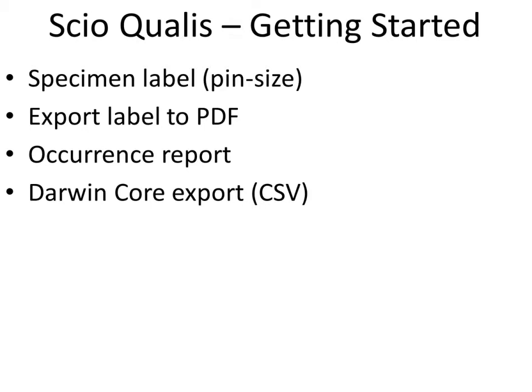In this video, we are going to demonstrate the creation of a specimen label, pin size, exporting that label to PDF format for zooming and printing, the generation of an occurrence report, and finally, the export of occurrence record in Darwin Core CSV format. Let's go ahead and get started.